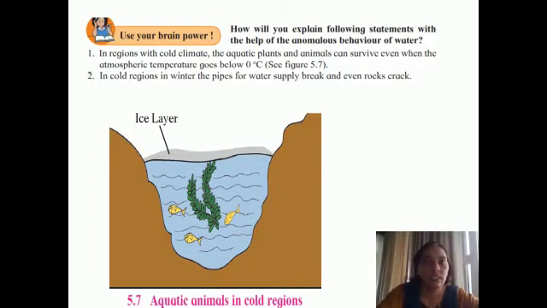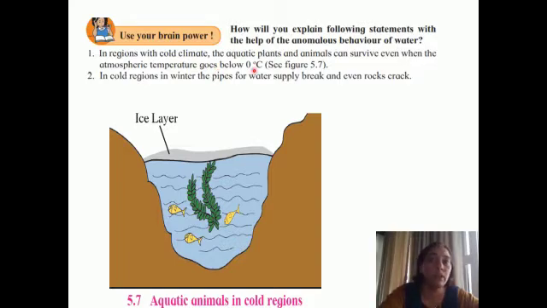On page 66 of your textbook, there are a couple of questions which have been asked based on anomalous behavior of water, and we will try to answer them using the same concept. How will you explain the following statements with the help of anomalous behavior of water? The first one: in regions with cold climate, the aquatic plants and animals can survive even when the atmospheric temperature goes below 0 degree Celsius.